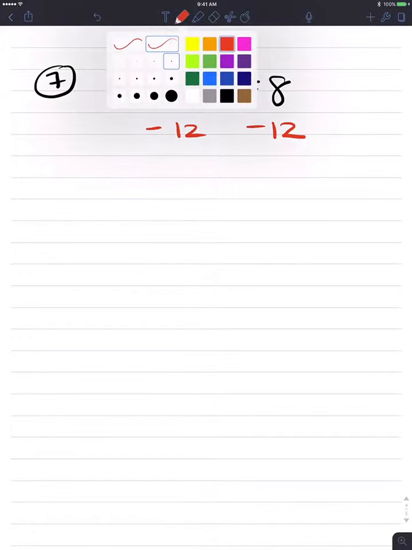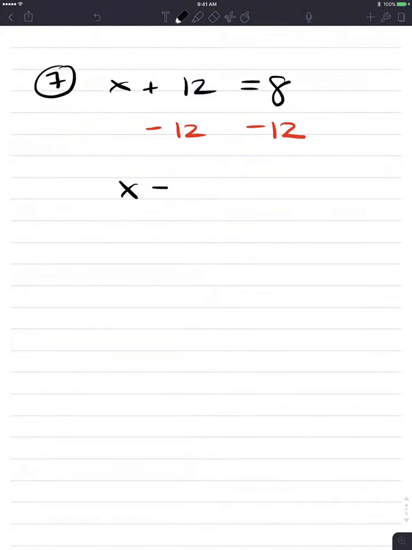Number 7, x plus 12 is 8. We're going to have to undo the addition of 12 to x by subtracting 12 from both sides. We get x is 8 minus 12, which is negative 4.